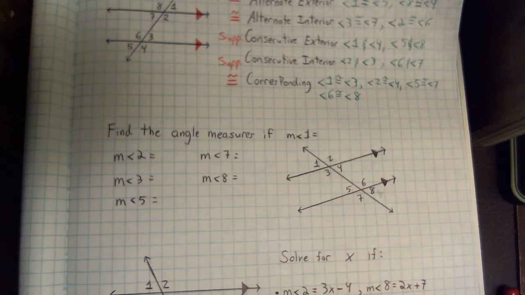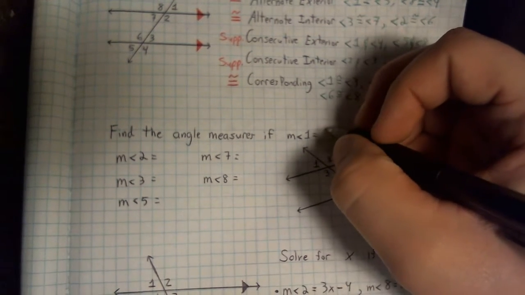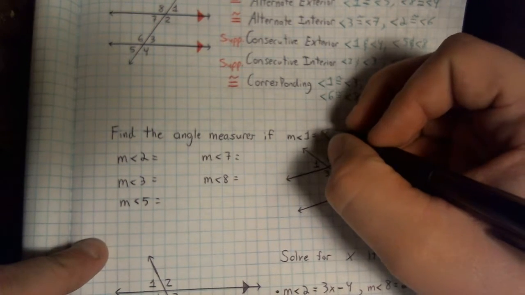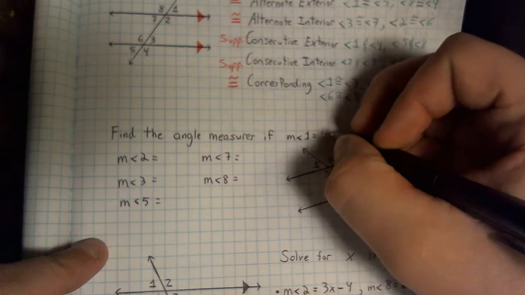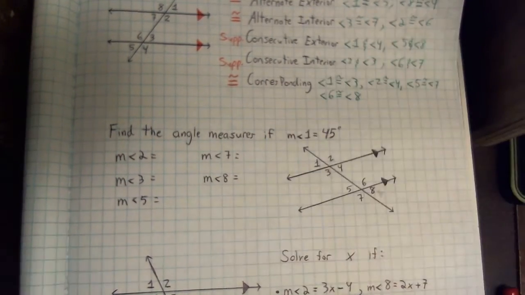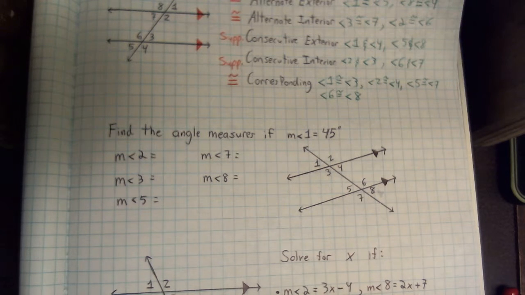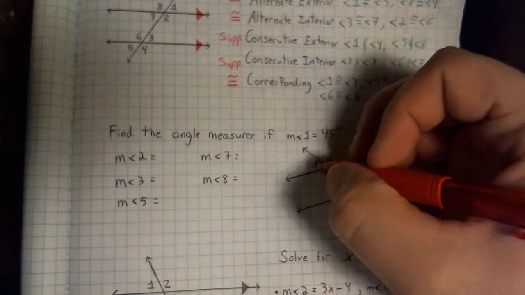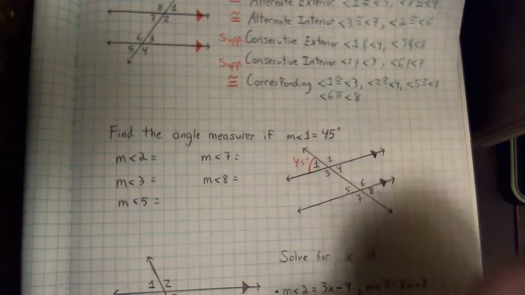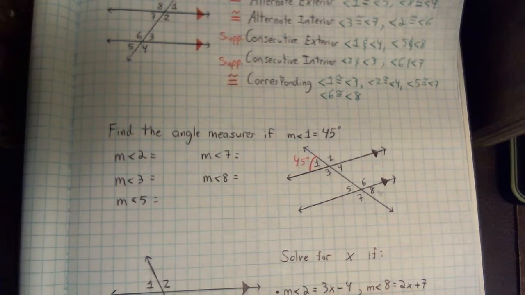Let's say that they give us a problem, and they say that we want to find all these missing angle measures if the measure of angle 1, let's come up with a number like 45 degrees. We want to know the measure of all these other angles if angle 1 is 45 degrees. So before I even look at these problems, I'm going to look over here and I'm going to start marking down all the stuff that I need to know. I know angle 1 is 45 degrees. It told that to me, so I don't have to think about it.